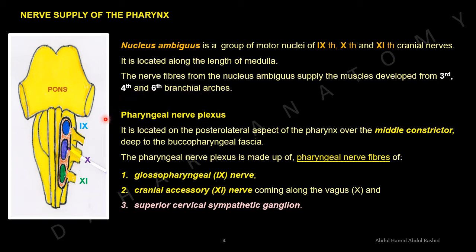Pharyngeal plexus. Pharyngeal nerve plexus is located on the posterolateral aspect of the pharynx over the middle constrictors, deep to the buccopharyngeal fascia. The pharyngeal nerve plexus is made up of pharyngeal nerve fibers of glossopharyngeal, that is 9th cranial nerve, cranial accessory, that is 11th cranial nerve, which is coming along the vagus nerve, and branches from the superior cervical sympathetic ganglion.